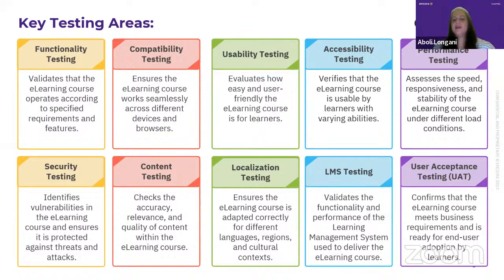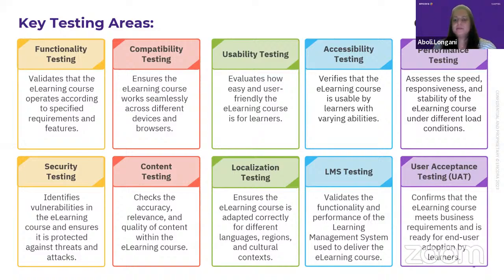Next is accessibility testing. The purpose behind doing this is to ensure that the e-learning content is accessible to all users, including those with disabilities. For example, we check for screen reader compatibility, keyboard navigation, and adherence to WCAG, that is Web Content Accessibility Guidelines, like color contrast. So basically, we see that all the functions are correctly implemented.